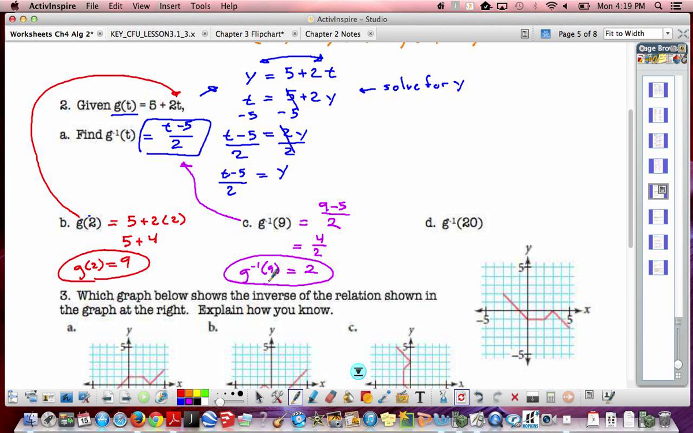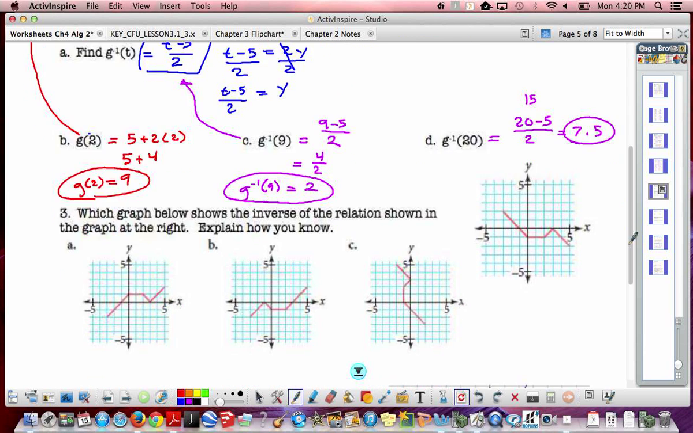Think about this. When you plugged in 2, you got 9 in the previous function. So when you plug it into the inverse, it brings you back to 2. So g inverse of 20, just to get more practice plugging it into the other function, 20 minus 5, all divided by 2, that would give you 7.5, because 20 minus 5 is 15, 15 divided by 2, 7.5. That's your answer to D.